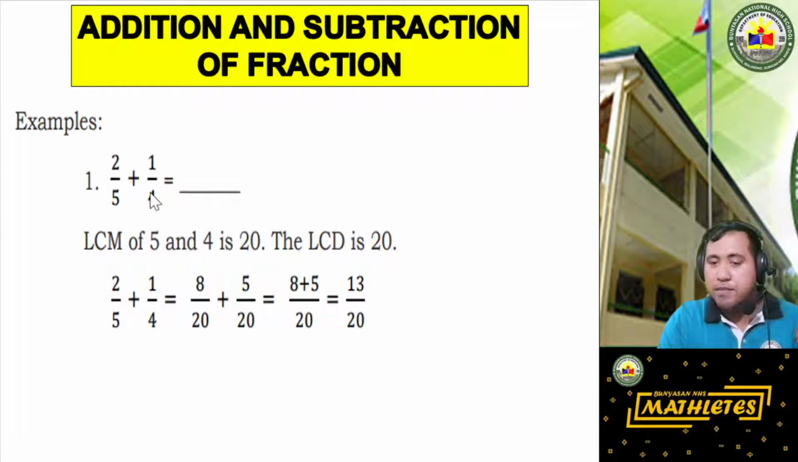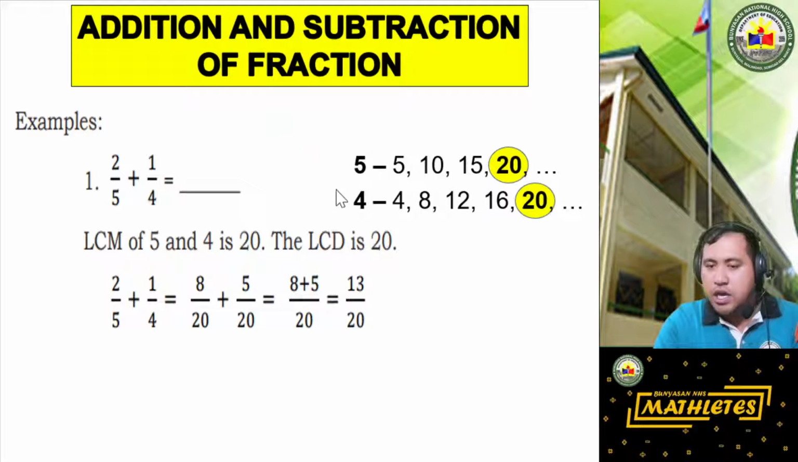They are dissimilar. Di pareho ang denominator. So, first thing to do is to find the LCD. The LCD is 20 because the LCM of 5 and 4 is 20. Sir, paano yan? Paano nangyari yan? So, ito na, LCM. Ganito yung kung paano hanapin yung LCM. So, ilagay lahat yung multiple ng 5. So, you have to put first the multiples of each number. So, we have 5. The multiples of 5 are 5, 10, 15, 20, and so on and so forth. Diba? Then, the multiples of 4 are 4, 8, 12, 16, 20, so on and so forth.